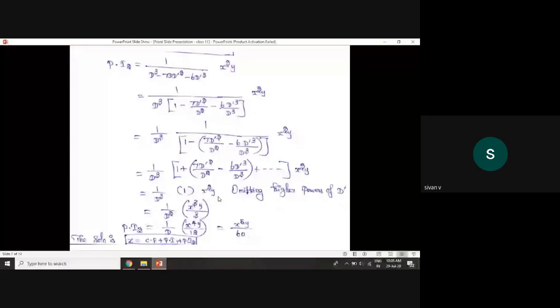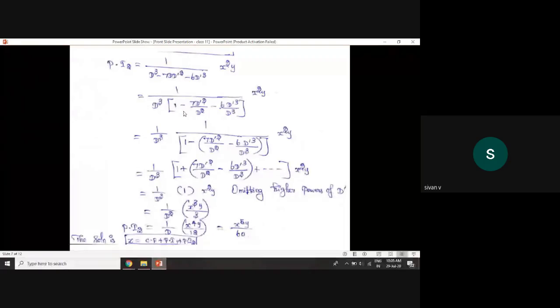Okay. So PI2: 1 by D minus 7 D D dash square minus 6 D dash cube of X cube y. So the highest power of D is 3. So take D cube outside because on the right-hand side X square y, the highest power of X is X square. Therefore we are taking the D cube term outside. Rest of the part: 1 minus 7 D D dash square minus 6 D dash cube, all the terms divided by the D cube term.